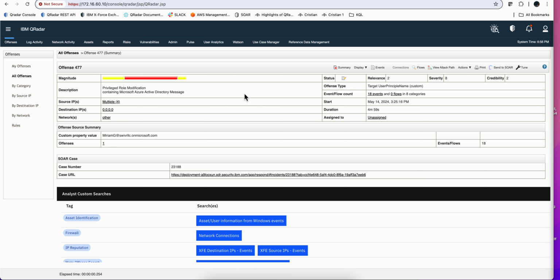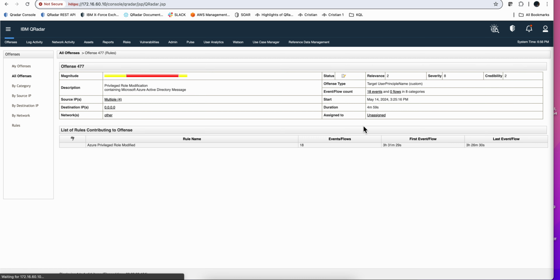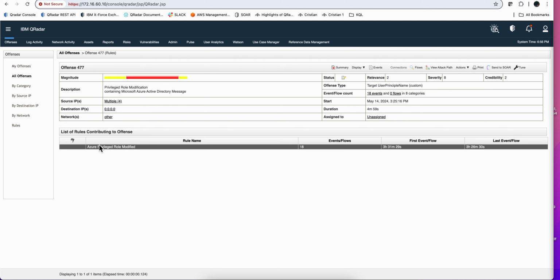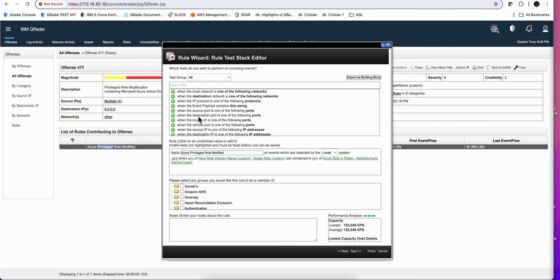Well, this is a very simple use case that was created by my friend Damon Martin, in which with a very simple rule and a reference set, he can detect all that. Let's take a look at the rule. It's called Azure Privilege Role Modified.